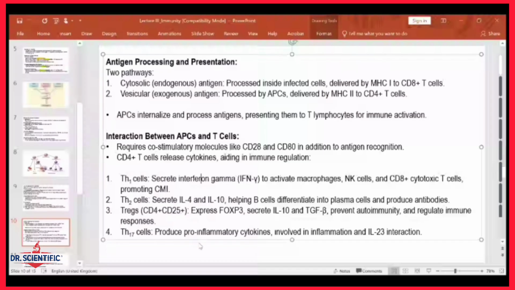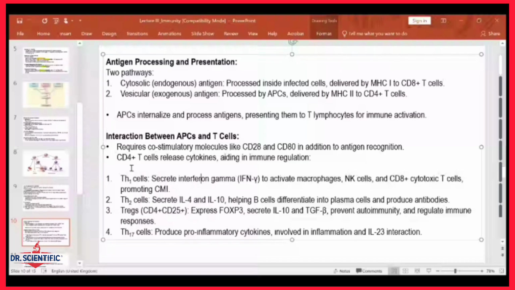Okay, we saw that we have four different types of CD4s. We talked about Th1, Th2, Tregs, and Th17 as being the subpopulations of CD4s. So Th1s secrete interferon gamma to activate macrophages, natural killer cells, and CD8. So they promote cell-mediated immunity. That is what Th1s do.